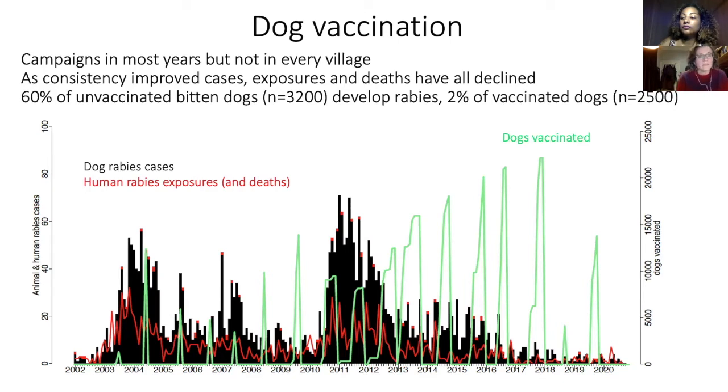There was a gap in 2019 where there wasn't a campaign, which again was really frustrating to us, but it demonstrates the difficulty of trying to sustain what are actually quite cheap interventions, but in a setting with really limited resources and a lot of priorities to manage.